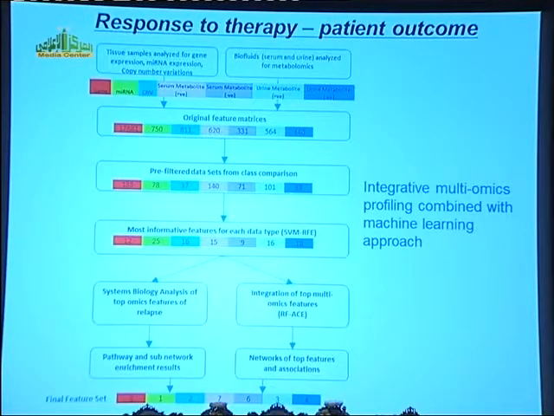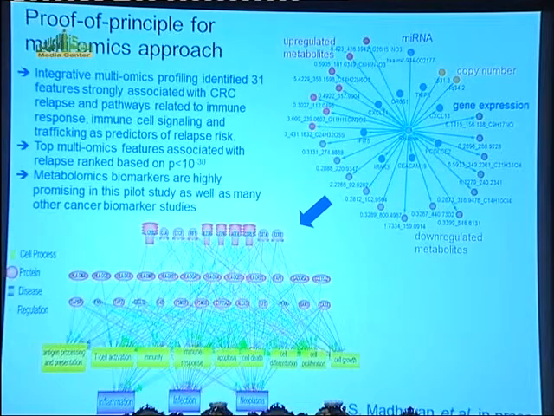So this paper has been recently published in one of the genomic journals, and I'll refer you there for the specifics. But the take-home message here is that there were 31 metabolites that strongly associated with CRC relapse, and these 31 markers pointed to pathways related to immune response, immune cell signaling, and trafficking as predictors of relapse risk.